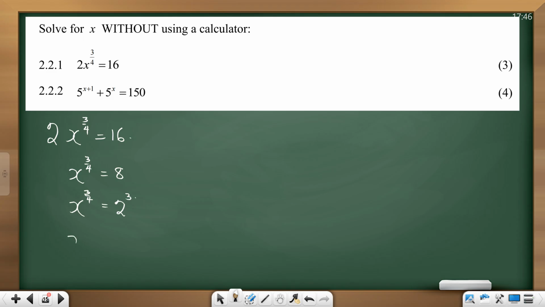How do I get rid of my exponent? I would multiply by the reciprocal. You see, 3 over 3 becomes 4 over 3. Whatever I do on that side, I must also do on the other side. This whole thing would give me 1, and the 3 would cancel the 3. 2 to the power 4 is what? 16. X must be 16.